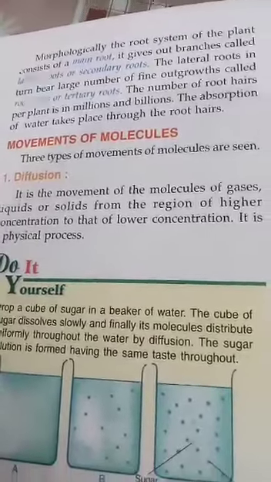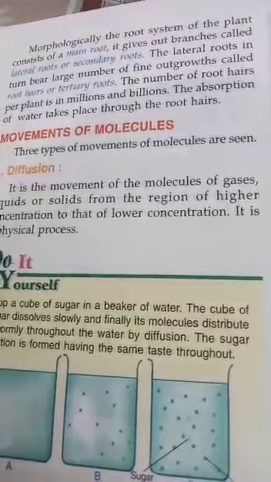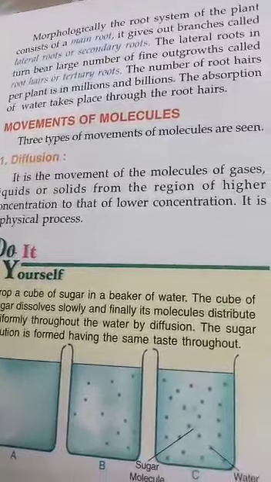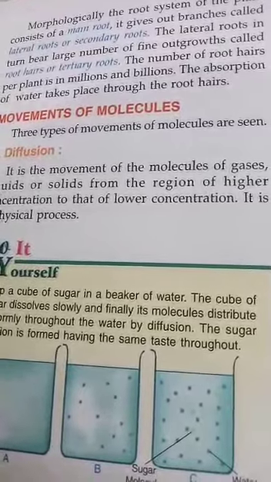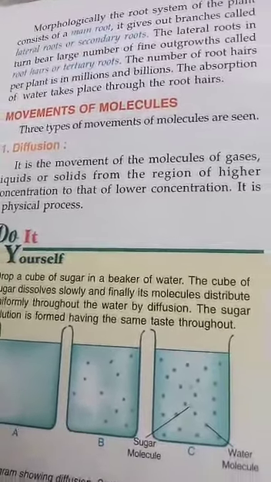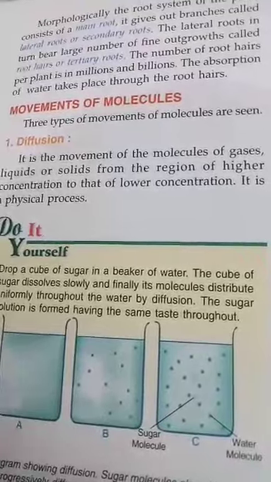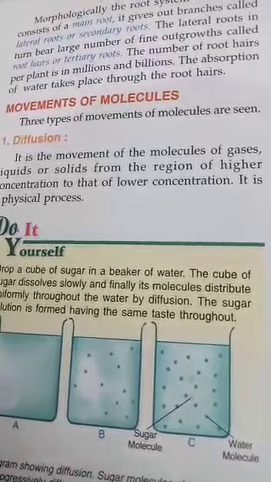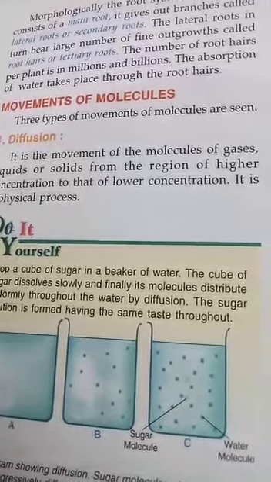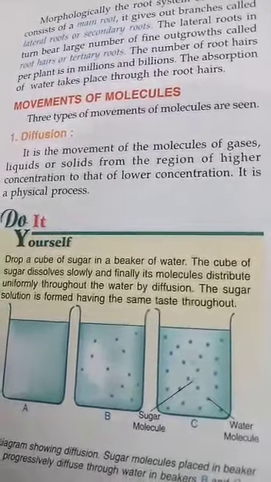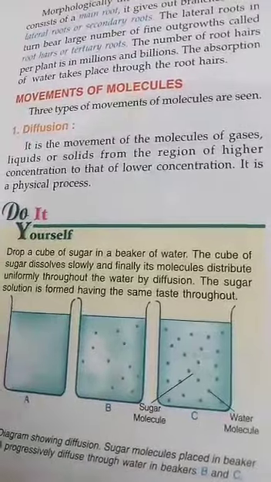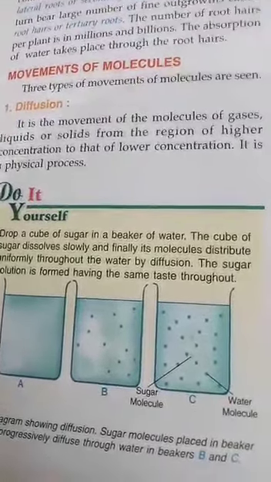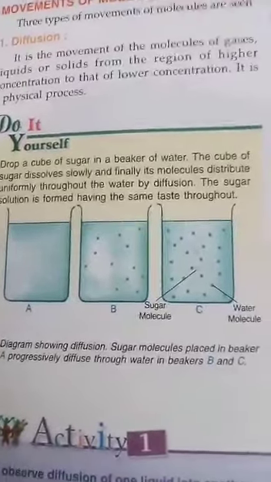Now the water and other molecules move in various forms, and we are going to study the different movements of molecules. There are three types of movement of molecules. The very first is diffusion. It is the movement of molecules of gas, liquid or solid from the region of high concentration to the region of lower concentration. Now what is this? What is high concentration and lower concentration? Let us give an example.